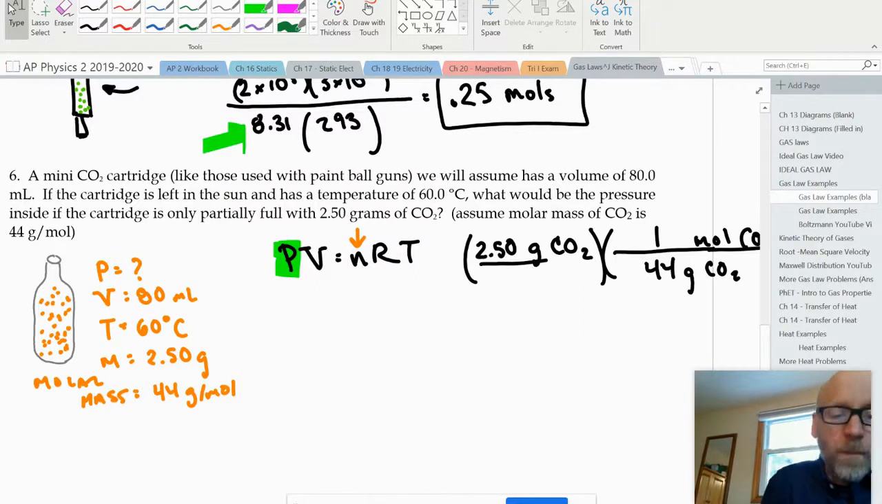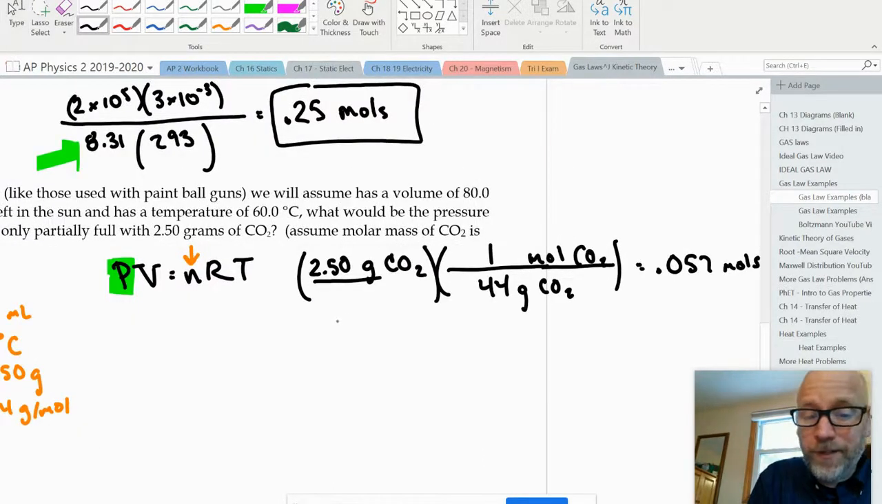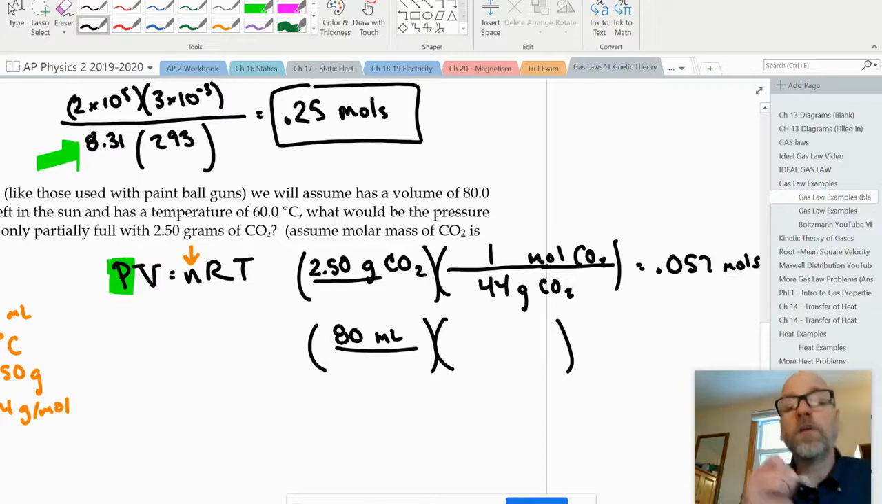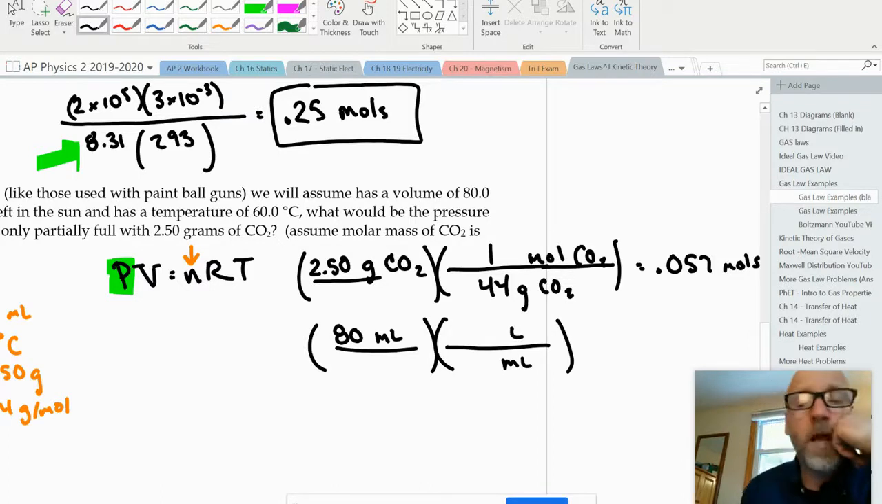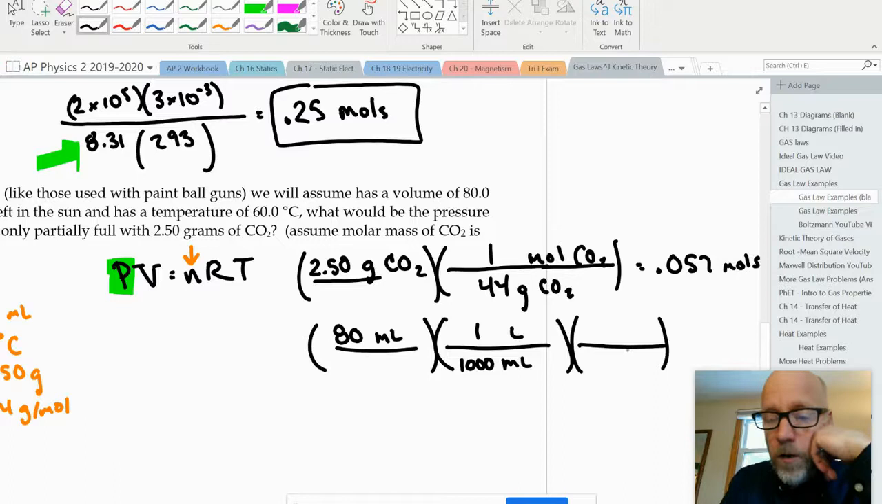Now, for volume, 80 milliliters. I might as well do that right here, too. I've got 80 milliliters. I want to convert that to meters cubed. Now, milliliters on the bottom, liters on the top. Milli, you better know, there's 1,000 milliliters in 1 liter. Then, I keep going. I want to get rid of liters and go to meters cubed.